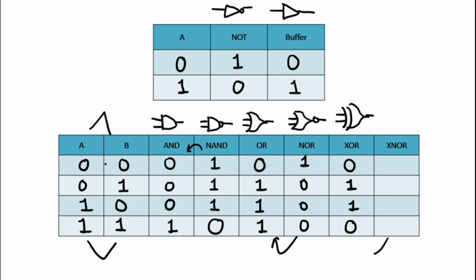And then once again, if you're doing XNOR, just look to XOR and flip the values.